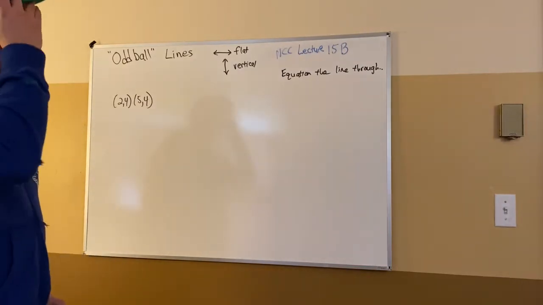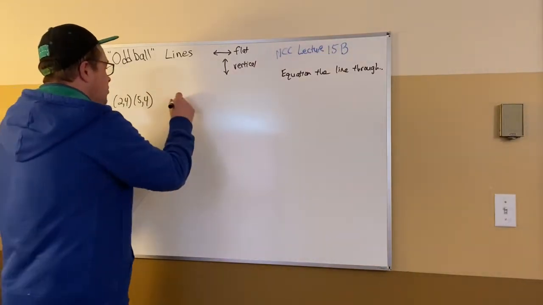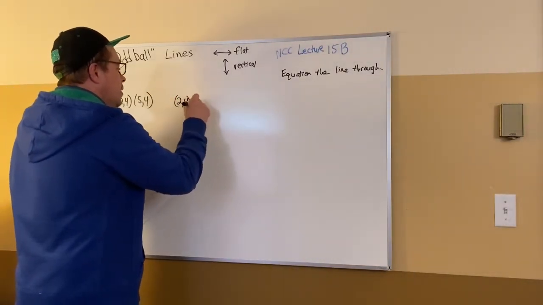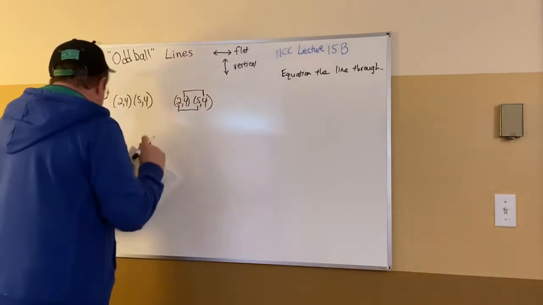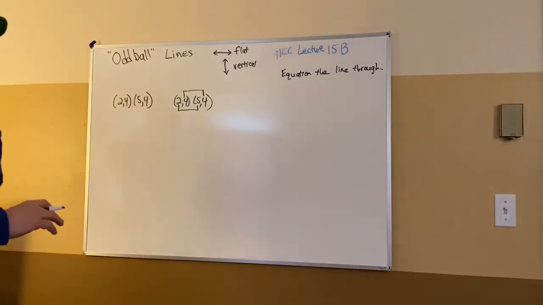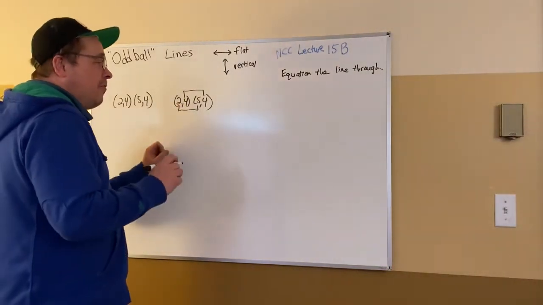So I want to figure out what is going on here with these. We've got 2, 4, and 5, 4. We have to find the change in y on top and the change in x on the bottom. None of that changes, so you don't have to memorize anything different. Just have to be ready for 0 to do its thing when we go from 4 to 4.